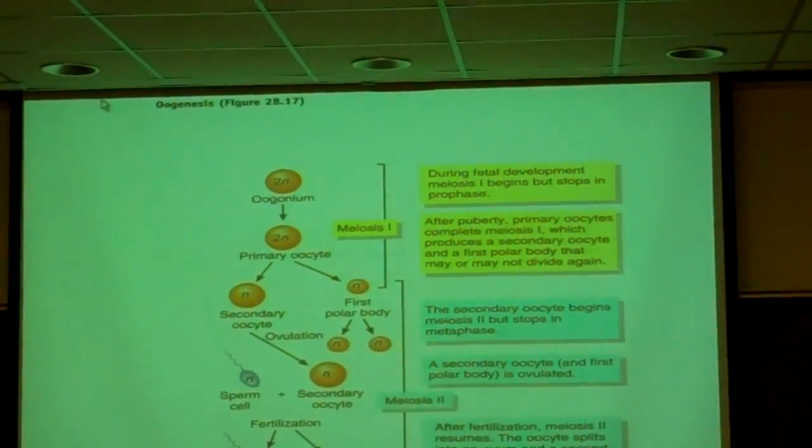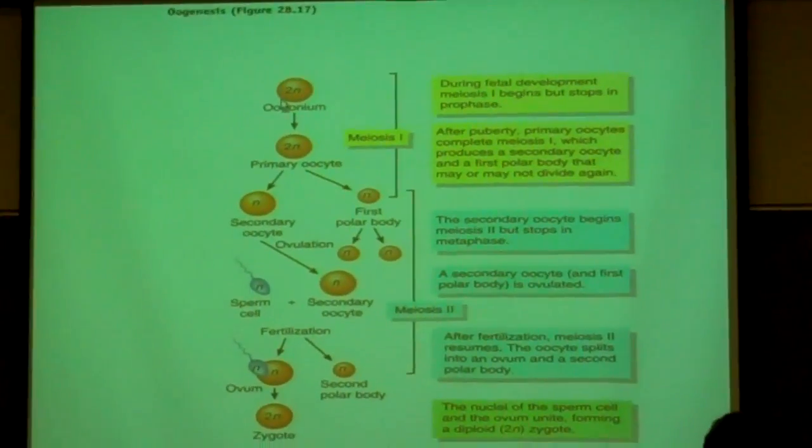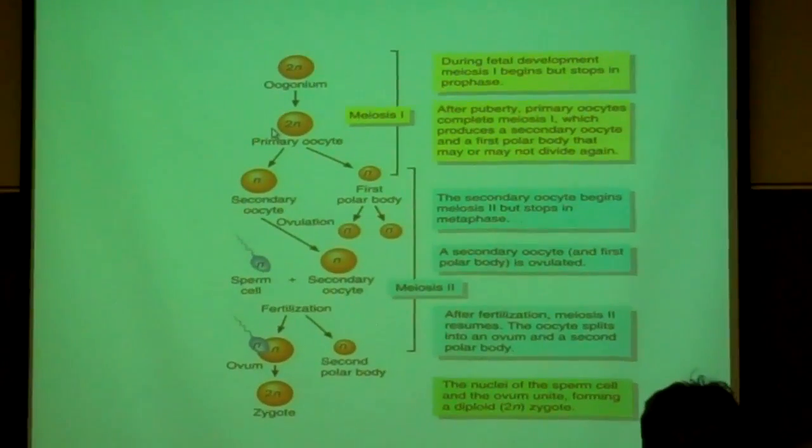Now, right here, here we go. This is out of your book. There's the oogonium. There's the primary oocyte, 2N.